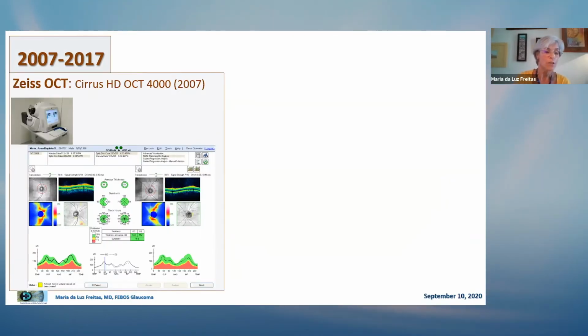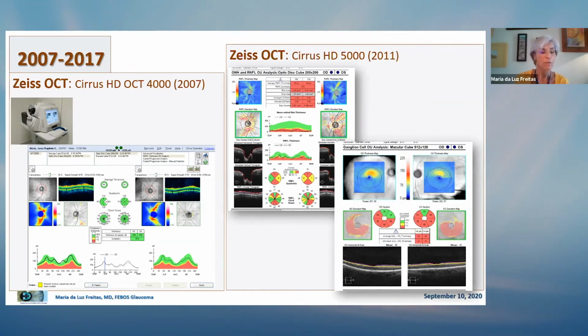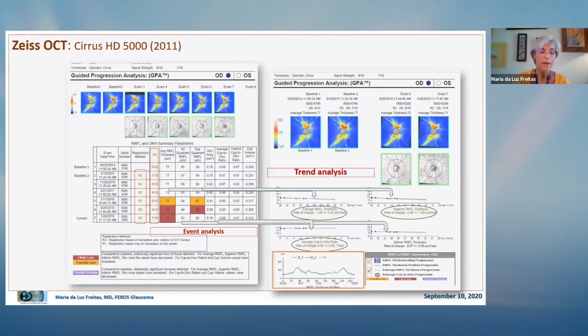Cirrus HD-OCT 4000 brings us a new era in the clinical evaluation and clinical studies. We all know the added value that the different versions of Cirrus HD-OCT bring us. The possibility of progression analysis, both event and trend analysis, not only for the RNFL, but also for macular ganglion cells.